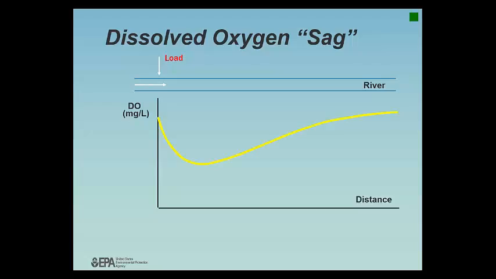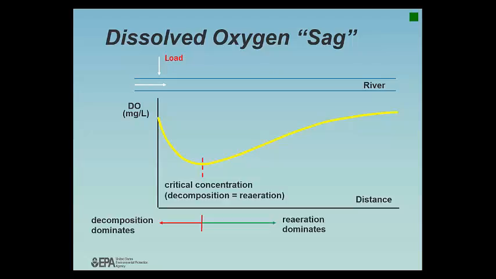From that, we can look at the impact of this load on dissolved oxygen as we go through in distance. And typically, we get a curve like this, where at the very low point, we can find the critical concentration where we can look at the lowest level of dissolved oxygen in the water body, and we can adjust the loadings to meet our water quality standards.